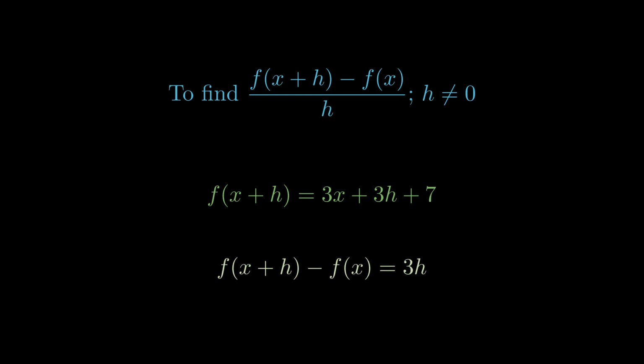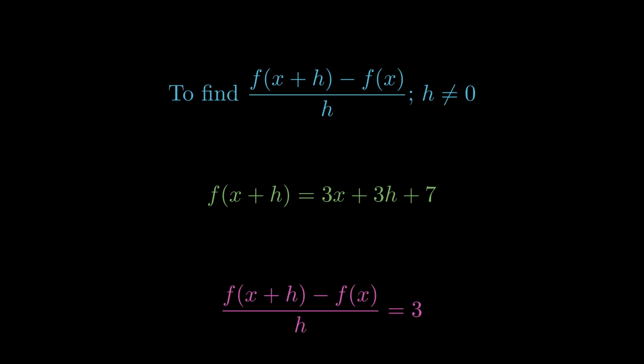Last step we divide by h to have the difference quotient in simplest form equal to 3. It is easy to find the difference quotient as long as you do one step at a time and always simplify your work.